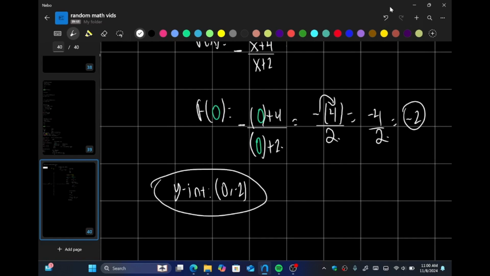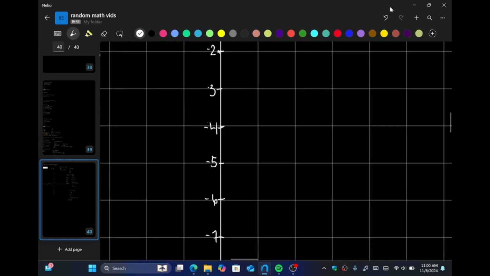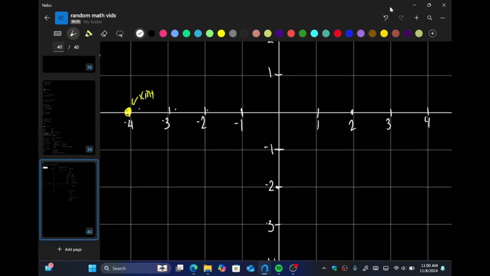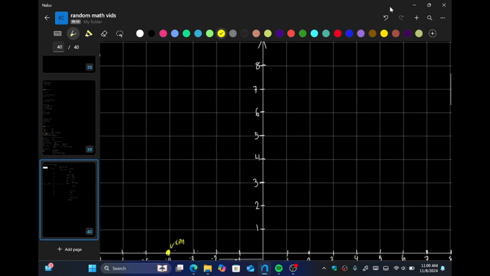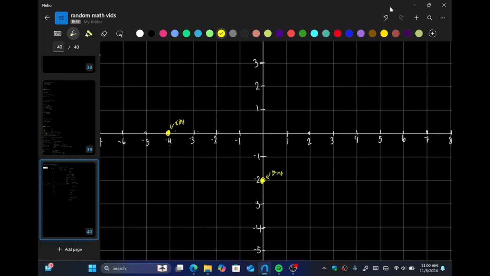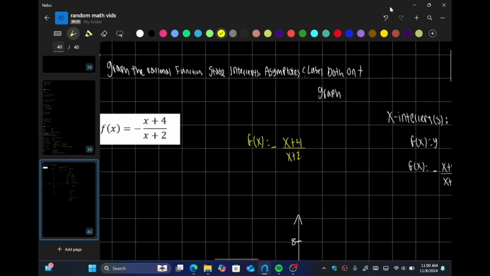0, negative 2, because we said x was 0 and we solved for y. So 0, negative 2, my bad, guys. So here would be the y-intercept. Again, I'll label it, but at the end of the day, we're going to have to graph this.